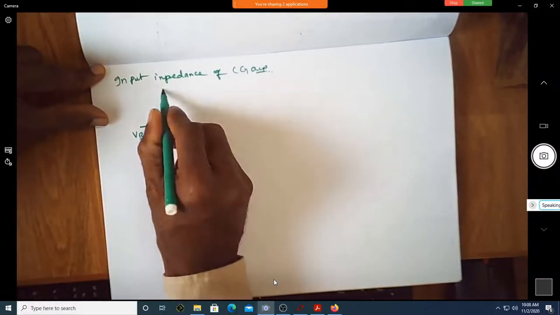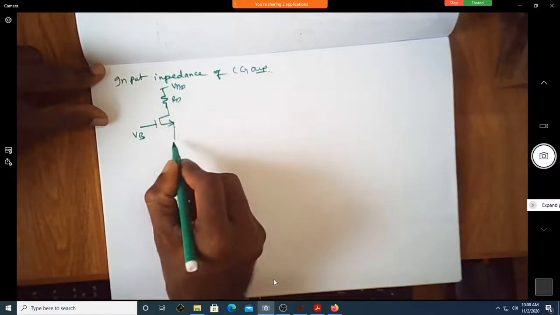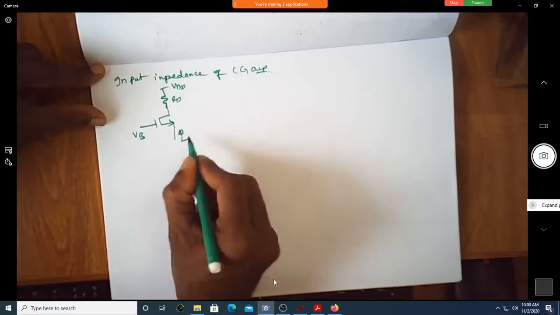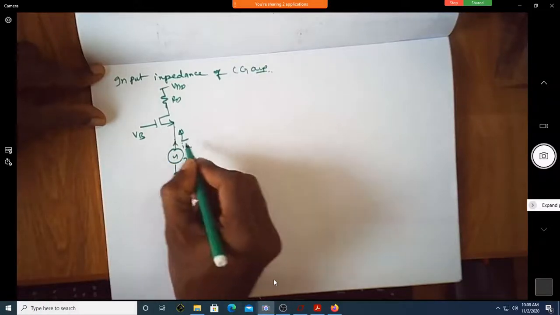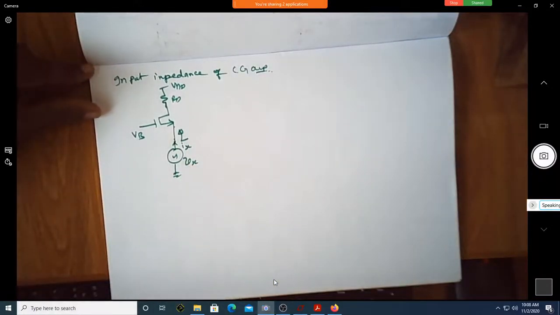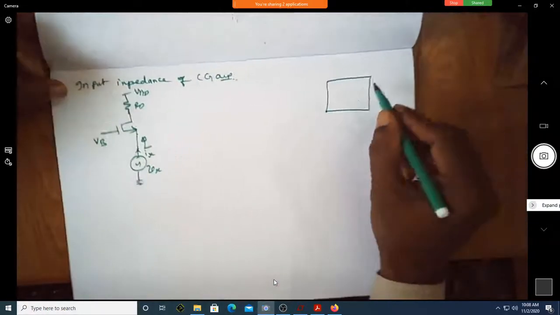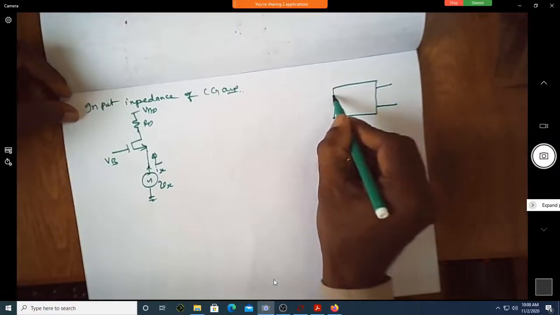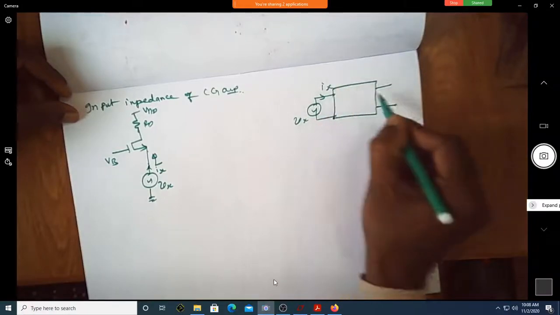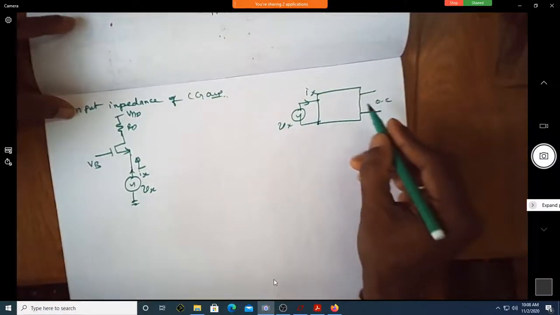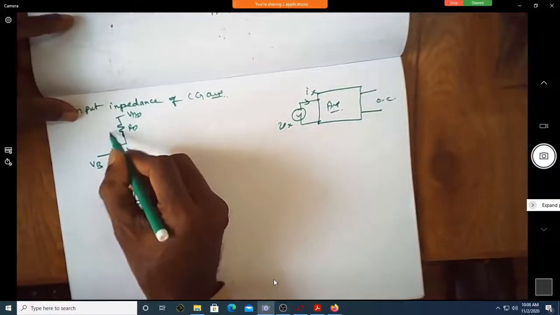This is VB. This is VDD. This is RD. This is your input, so let me apply a source Vx, and this is Ix. What is the typical procedure we follow for finding the input impedance? You open circuit the load. This is the amplifier, and this is your open circuiting the load. So I will open circuit this.